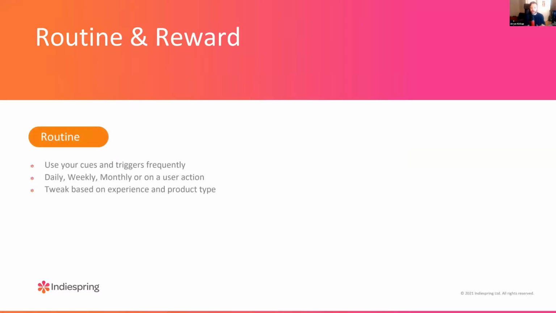By using a set routine and cadence of cues, you prime your users to interacting with these triggers. The most common way to set a routine is to send a push notification or a message at a particular time of day. But in apps, this can also be synced to things like the user's location or actions they've taken on their phone. The trick here is to tweak it as you go and monitor engagement levels based on different routines.